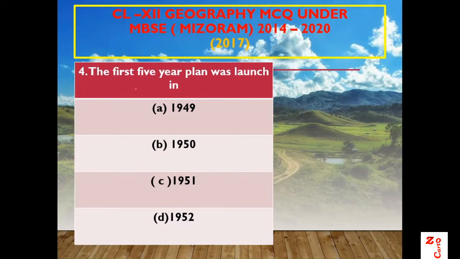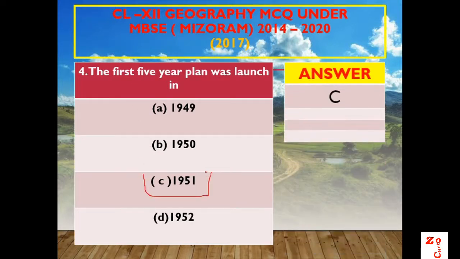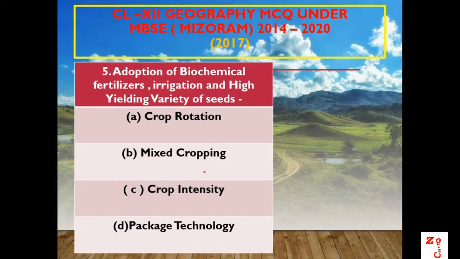The first 5-year plan was launched in A. 1949, B. 1950, C. 1951, D. 1952. 1951, C.